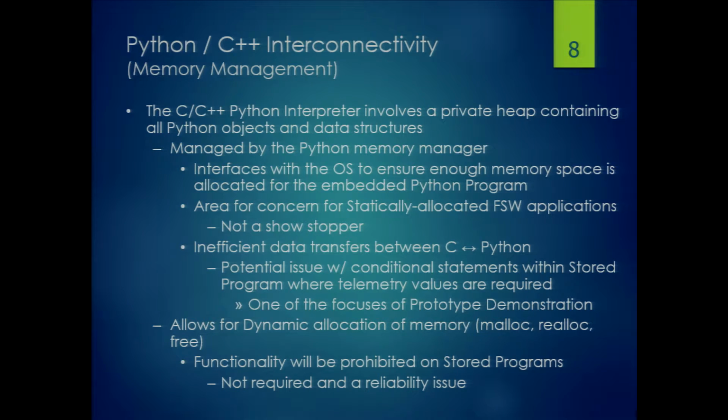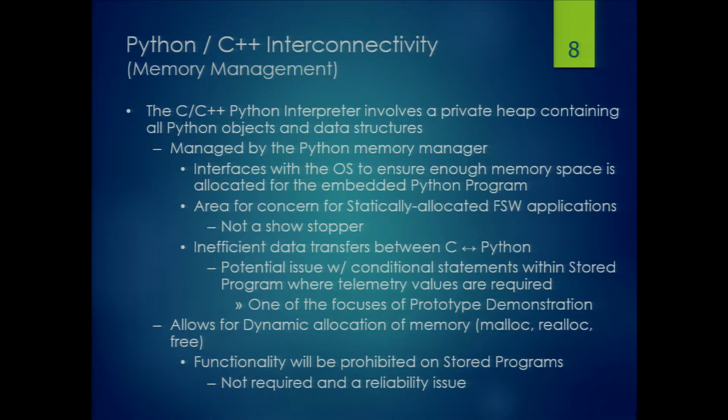So, memory management. The API uses its own private heap. And this was a bit of a worry because we have statically allocated memory requirements. So if we're going to use this, we need to understand how this heap works. Can we limit it? Does it grow? Does it get dynamic when we run stored programs every day? If we start an interpreter and we end the interpreter, is there anything left over? This sort of thing is what we're looking at.